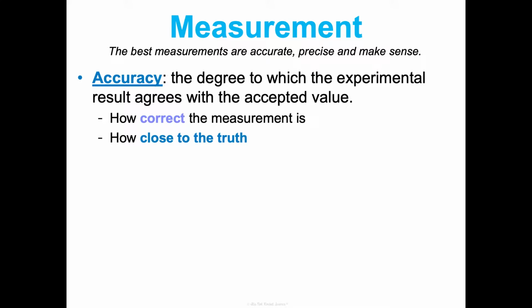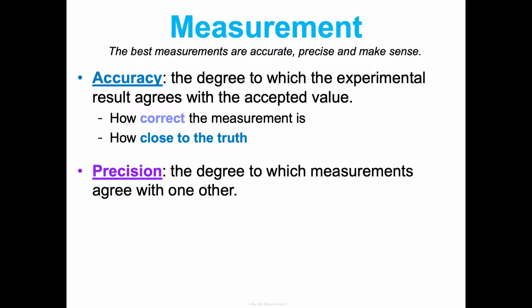I'm 5 feet 5 inches. So if you come and you measure my height and you tell me I'm 5'8", that's not an accurate measurement because it's not close to the truth. I must be wearing heels or some other thing that's messed up the accuracy of the measurement. Okay, so we really want our measurements to be accurate. We also want our measurements to be precise. Precision is the degree to which measurements agree with one another.